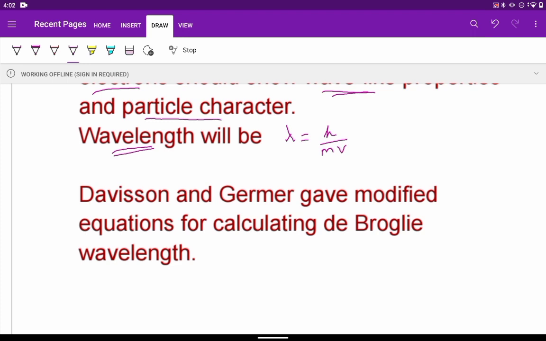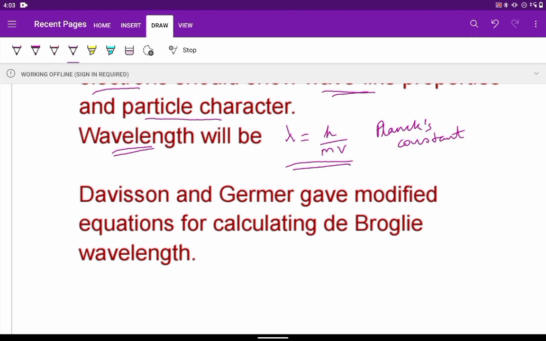Lambda equal to h by mv. This is very important. Here h is a constant known as Planck's constant.